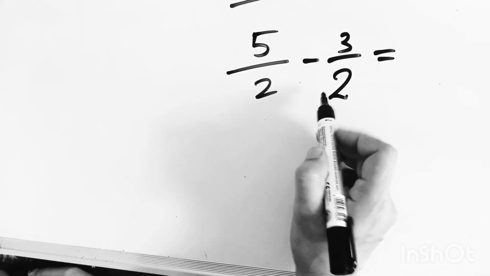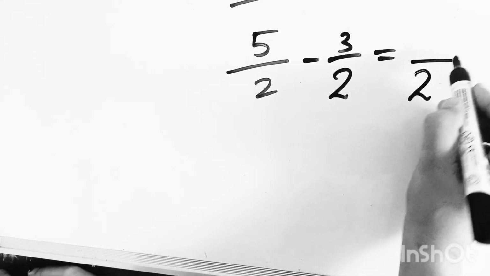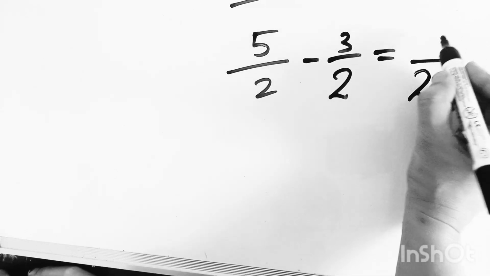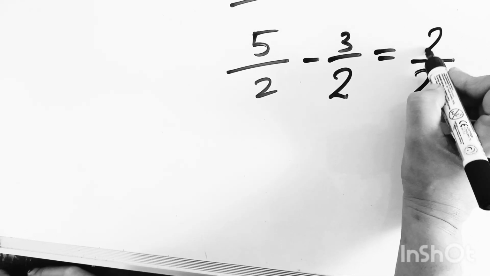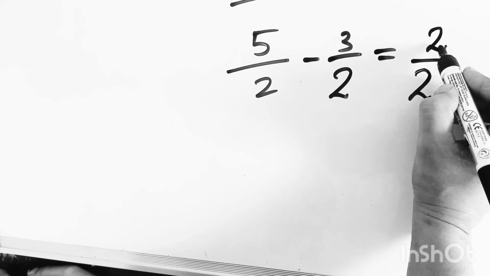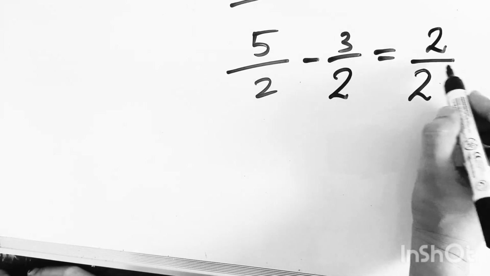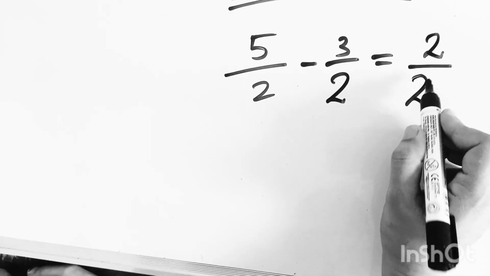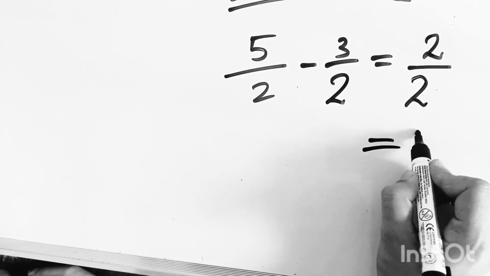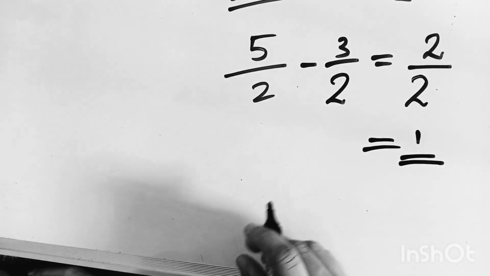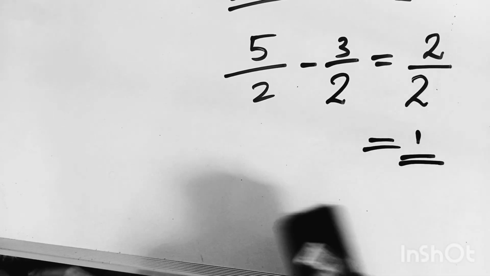Okay. So here the denominator is common. Keep the denominator as it is, and the numerator you have to subtract. So 5 minus 3 will be 2. So the answer will be 2 divided by 2. Any number divided by the same number, you will get the answer as 1. So that's about subtraction of like fractions.